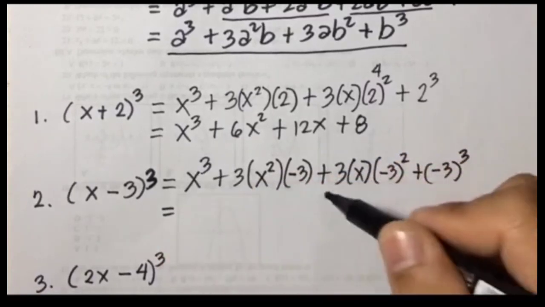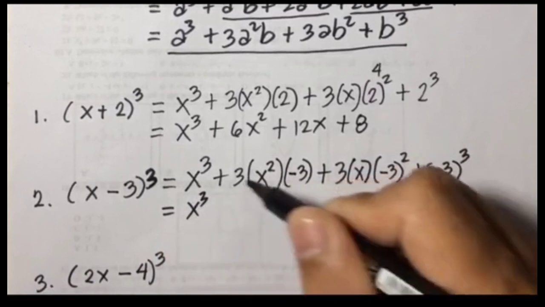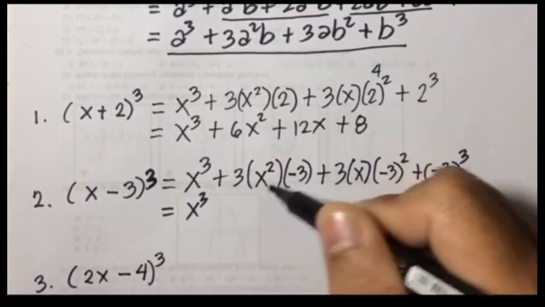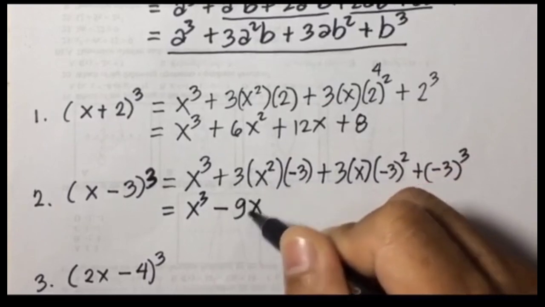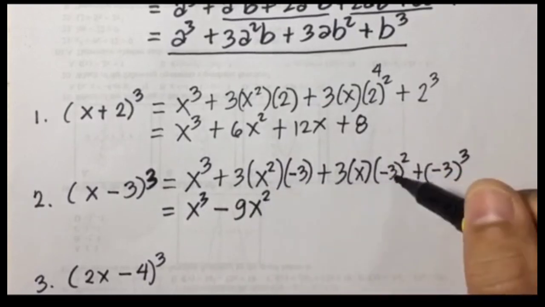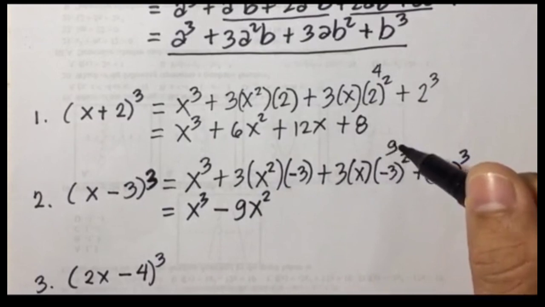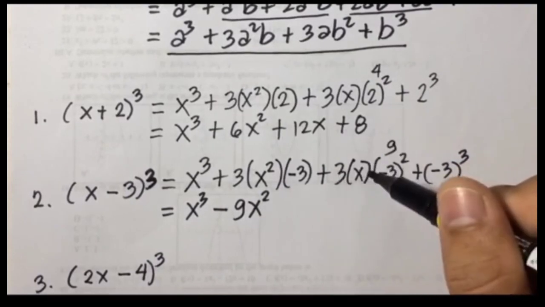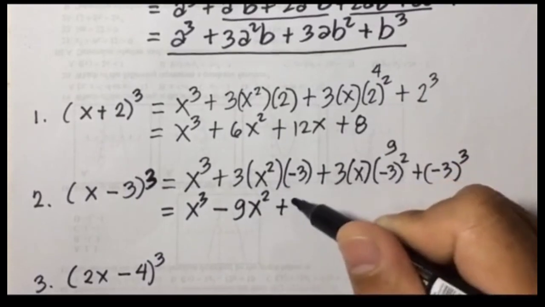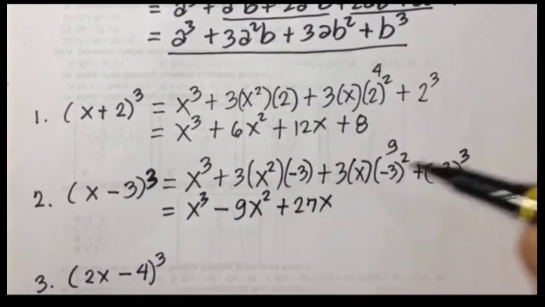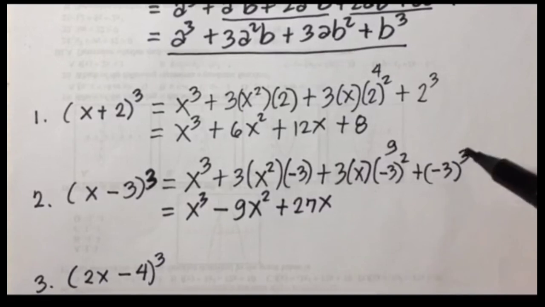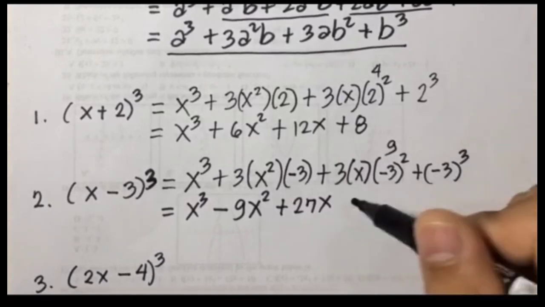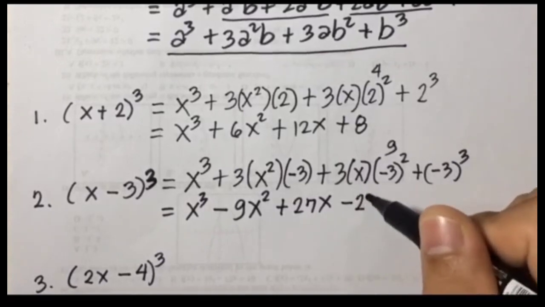Operating this, we're going to have x cubed. The negative 3 times 3 will be negative 9 times x squared, which is negative 9x squared. Then negative 3 squared is 9. Then 9 times 3 is 27 times x, that will be positive 27x. Then negative 3 cubed: negative 3 times negative 3 is 9, times negative 3 is negative 27.